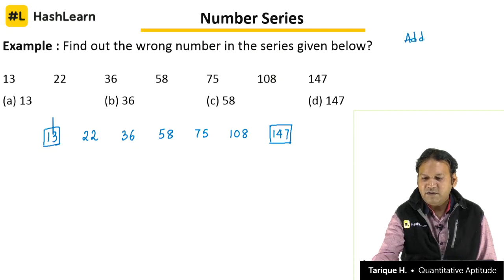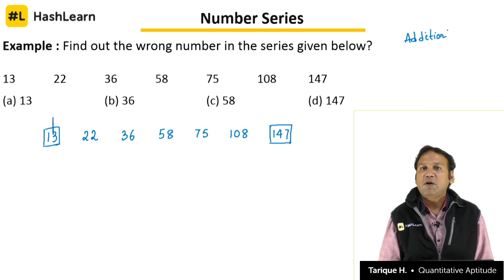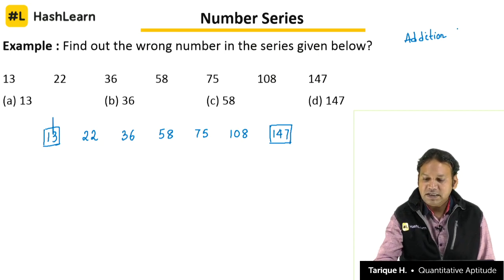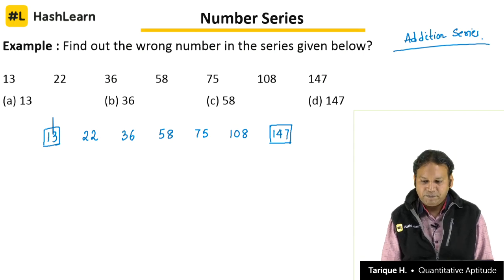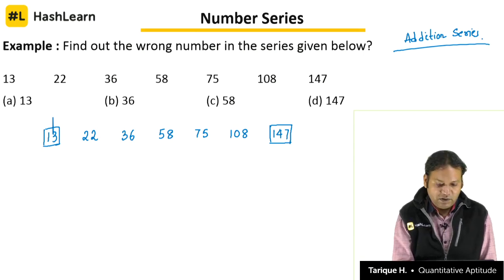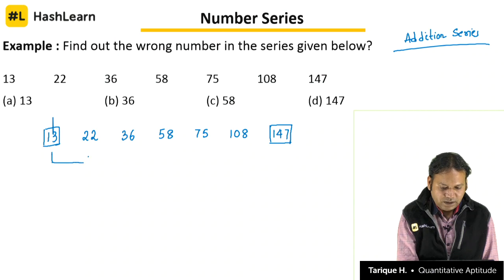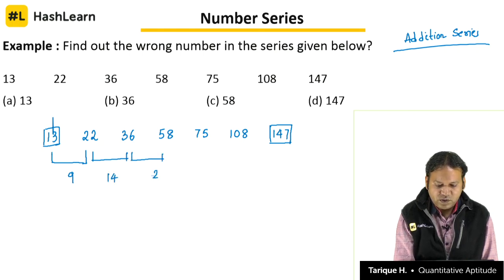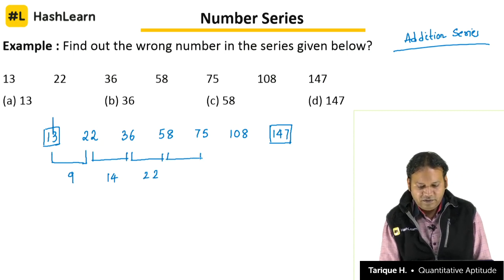So first you always have to figure out series किस type का है. Addition series है, multiplication series है. Multiplication normally mixed ही होता है. Most of the multiplication series are mixed series, that into a plus b into a minus b, those type of series. तो एडिशन सीरीज है तो पहला स्टेप क्या होगा, फाइंड द डिफरेंस. 13 and 22 difference is 9, 22 and 36 difference is 14, 36 and 58 difference is 22, and 58 and 75 difference is 17.